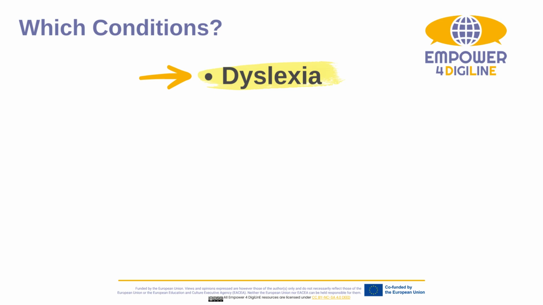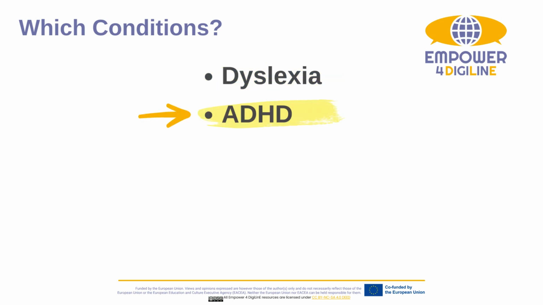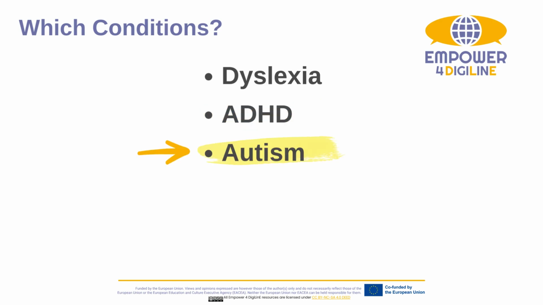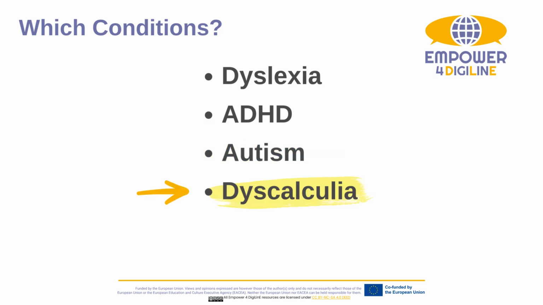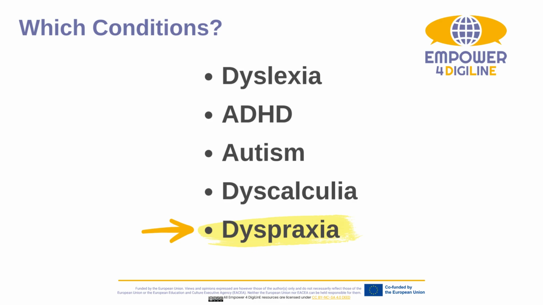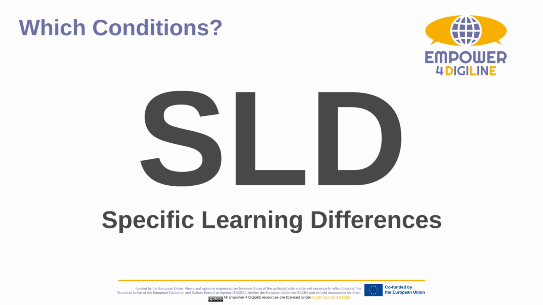So, what kinds of differences are we talking about? The most commonly discussed conditions under the neurodiversity umbrella include dyslexia, affecting reading, spelling, and sometimes speaking; ADHD, related to focus, impulsivity, and hyperactivity; autism, affecting communication, social understanding, and routines; dyscalculia, difficulties with numbers and mathematical thinking; and dyspraxia, challenges with motor coordination and planning. Some people also include Tourette's syndrome, auditory processing differences, and others. In education, many of these are grouped as specific learning differences or SLDs.